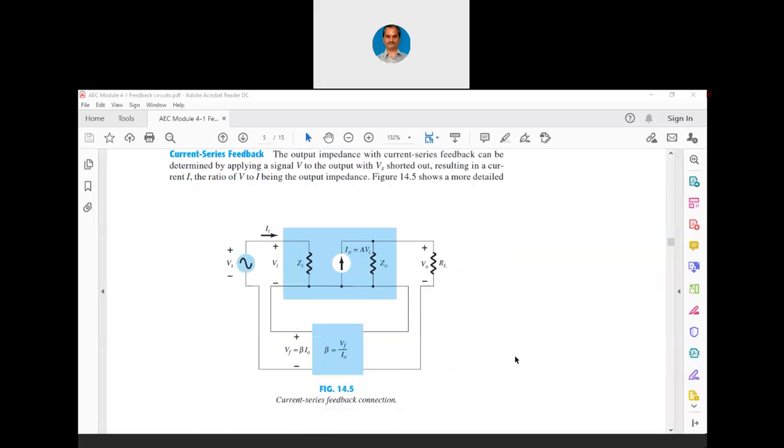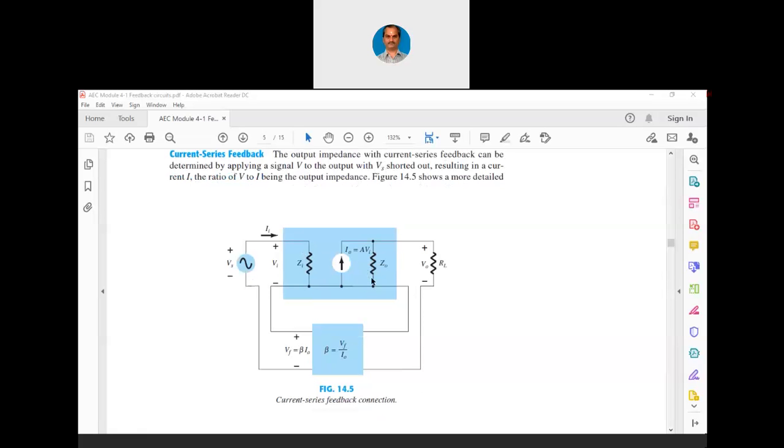Let us come to the current series feedback now. Now, this is the current series feedback connection. The output impedance with current series feedback can be determined by applying a signal V to the output with Vs shorted out. As you know, when we apply Thevenin's theorem, we have to short the voltage sources, resulting in a current I. The ratio of V to I is the output impedance. Figure 14.5 shows more detailed connections here. You can see this connection. Now, this is a current series feedback. You can see current is taken at the output and it is given in series. And you can see this Zi as the input impedance.